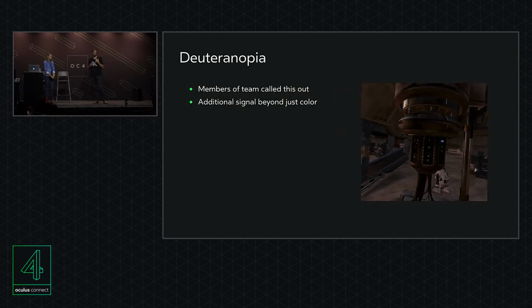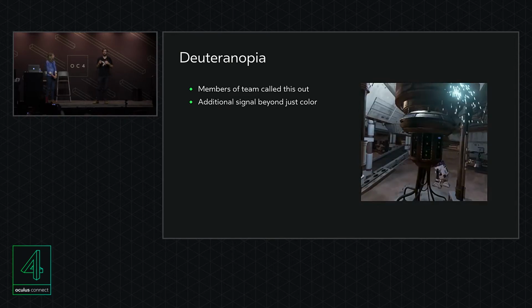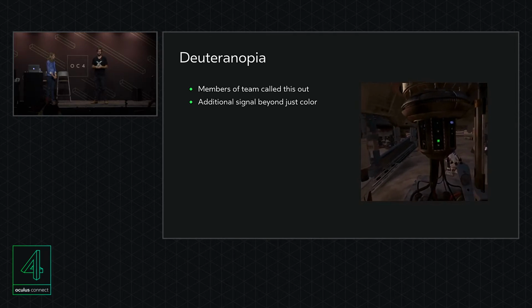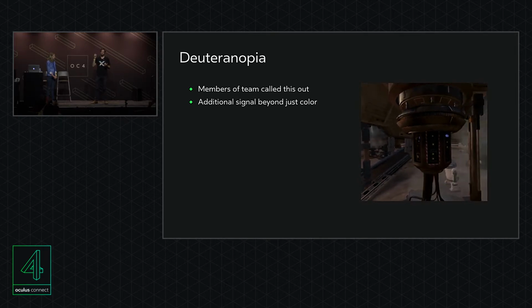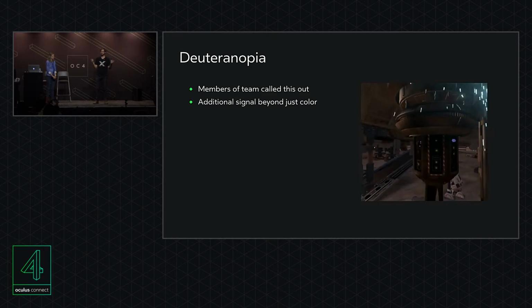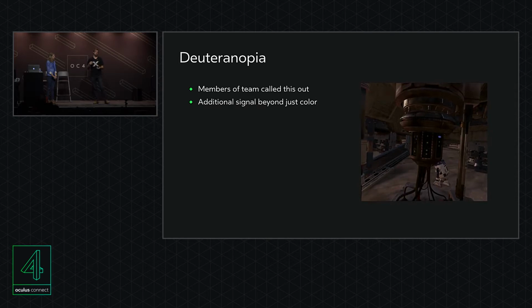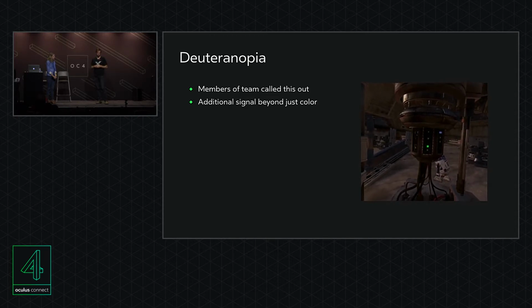We also accounted for deuteranopia, or color blindness. This actually came out of a member of our team calling this out during our development, during playtesting. Han Solo, during the experience, berates you, as he often does, and he asks you to press a red button, press a green button, press all the buttons. Well, certain people may have trouble discerning between red and green, so we made sure to add an additional visual signal, in this case, having those lights blink, just to make sure people can discern those 2 buttons.